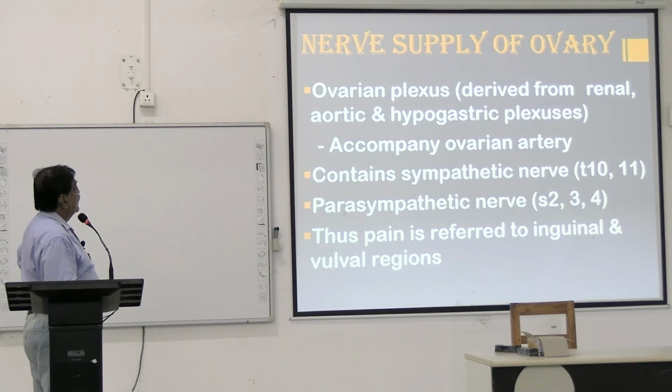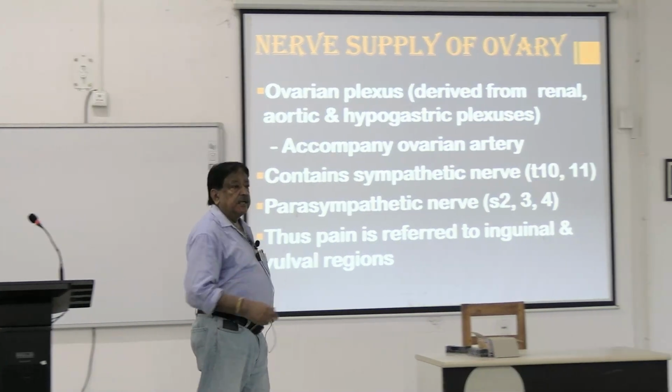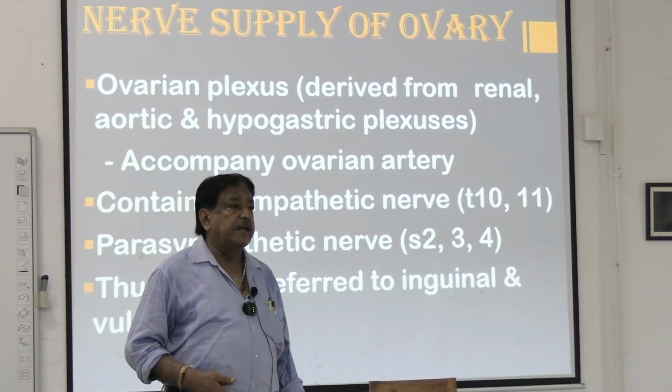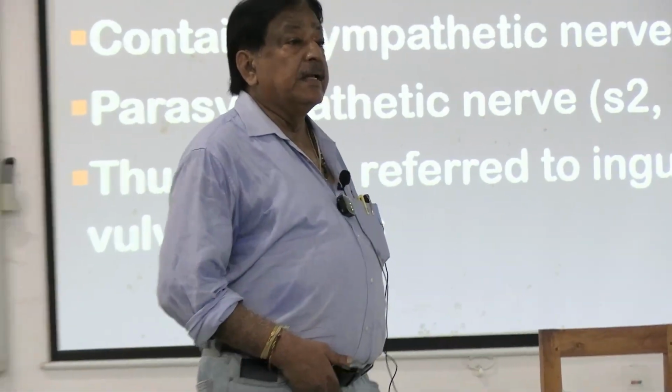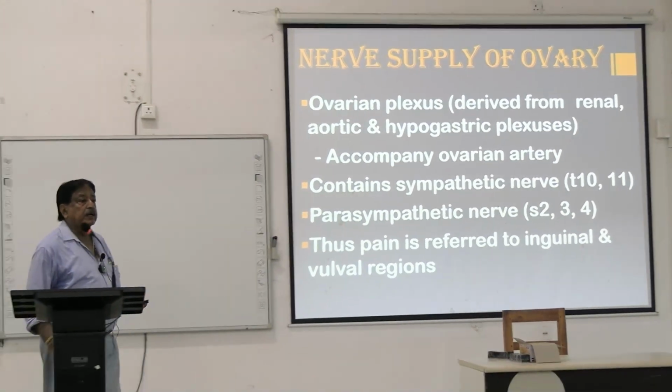Now, ovarian plexus derived from renal, aortic and hypogastric plexus. Accompanying ovarian artery contains sympathetic nerve T10-11, parasympathetic nerve S2, 3, 4. Thus, pain is referred to the inguinal and vulval regions. Now, if there is a twisted ovarian cyst, you will have low abdominal pain, pelvic pain, plus it can be referred to the inguinal and vulval regions.